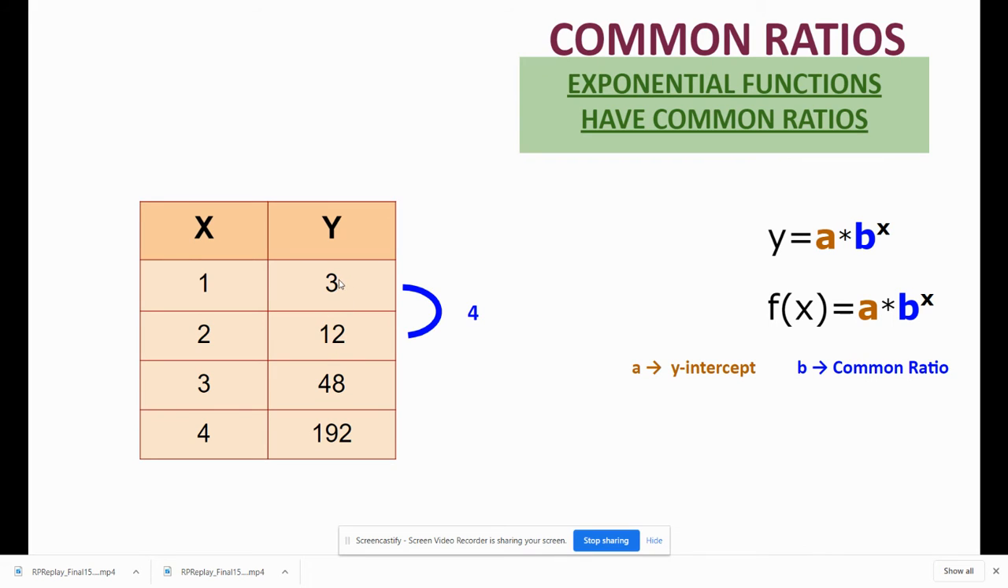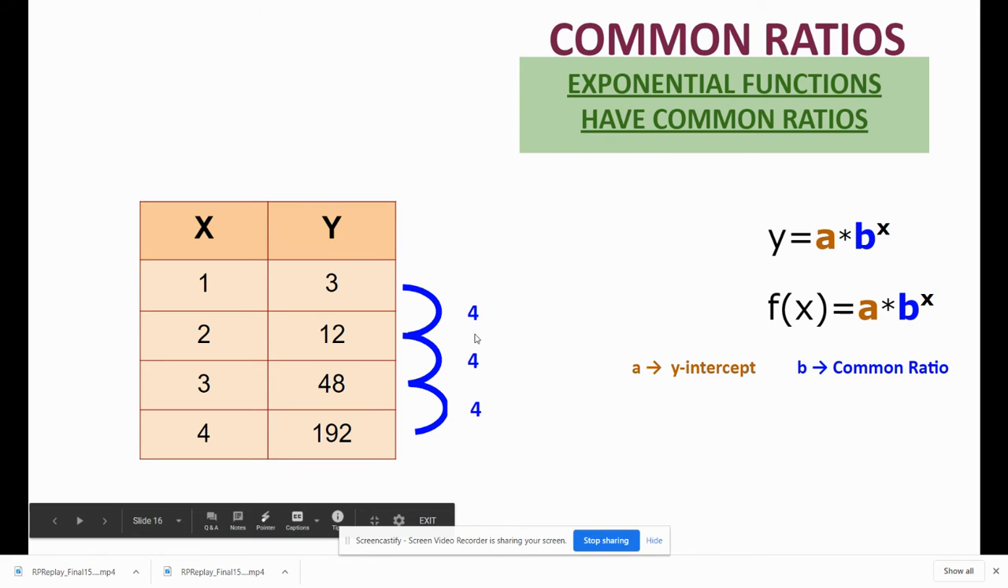Okay, so the question is, if I can take 3 and multiply it by 4 and get 12, can I continue that process all the way down the table? If I can, then I have a common ratio. So, of course, 12 times 4 is 48. 48 times 4 is 192. So that is our common ratio.